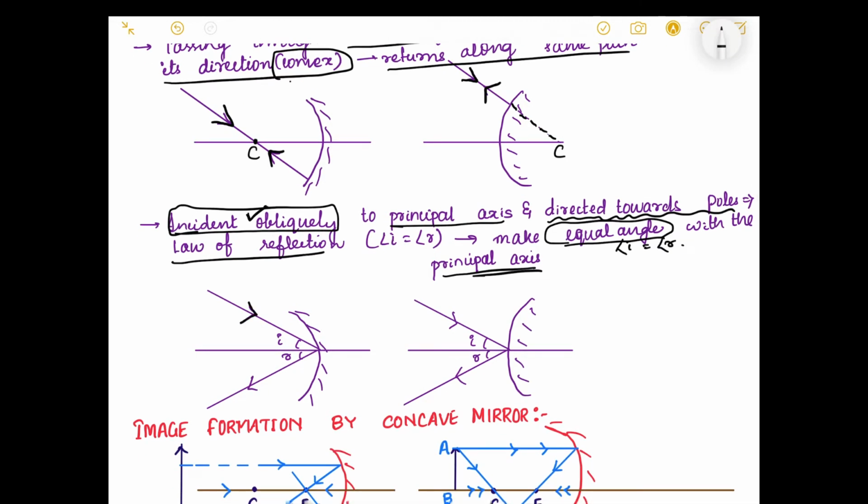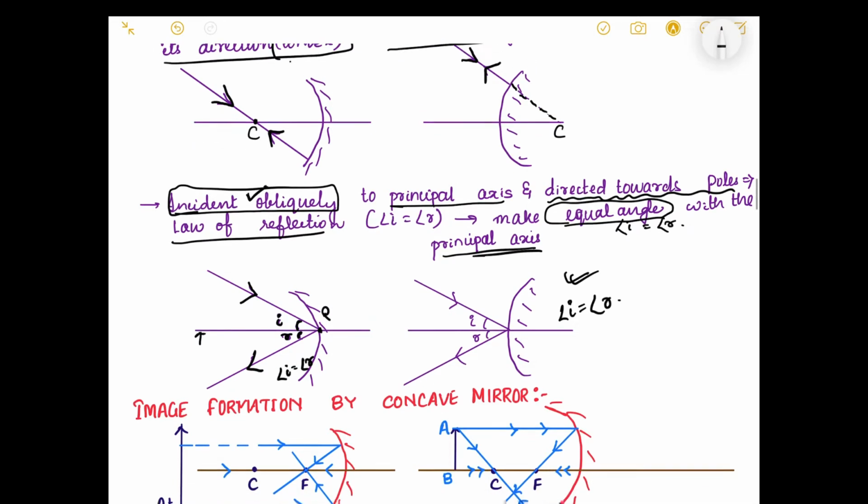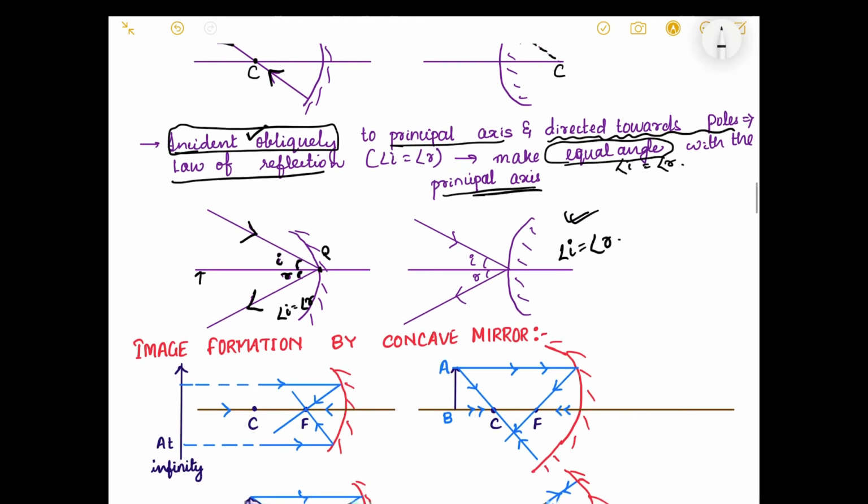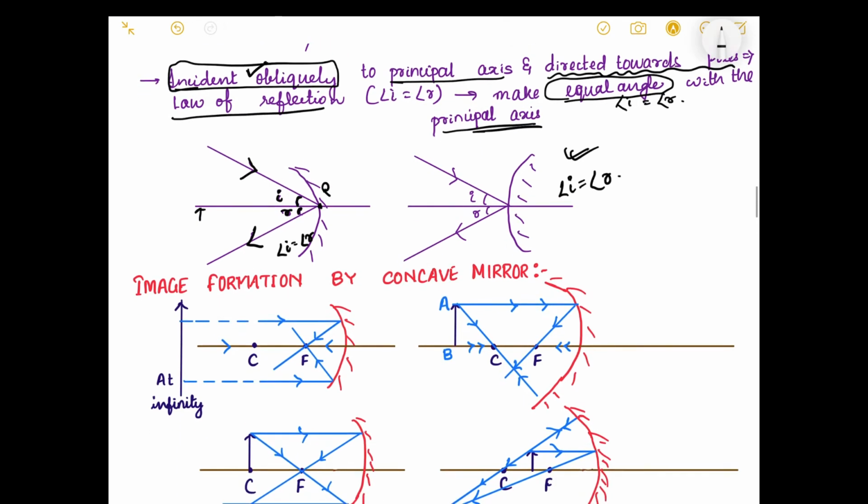Now let us consider this. This ray of light is directed towards the pole P, and this is the principal axis, so it gets reflected in this direction. Now here is angle I, here is angle R. So angle I will be equal to angle R. Same is the case in the convex mirror. Angle I is equal to angle R. Now let us discuss the image formation by a concave mirror.